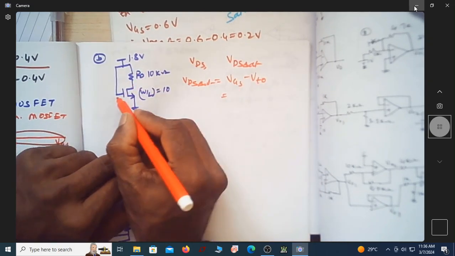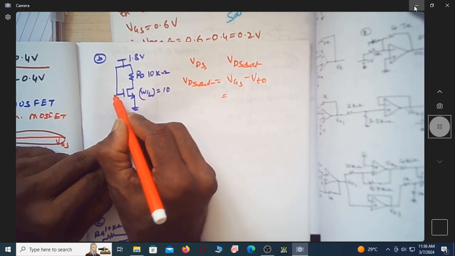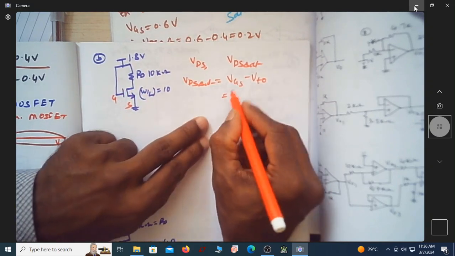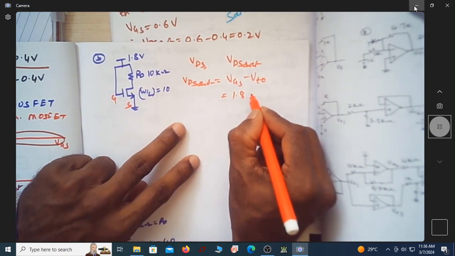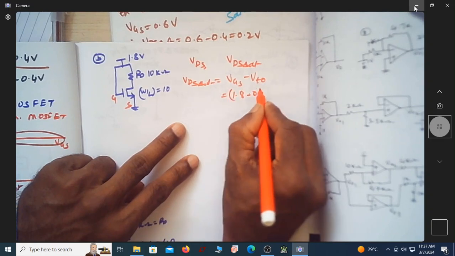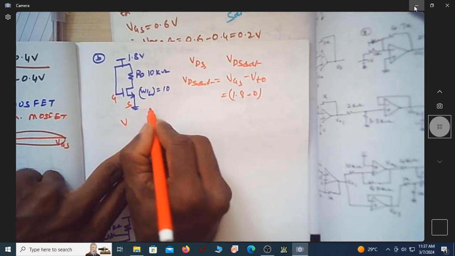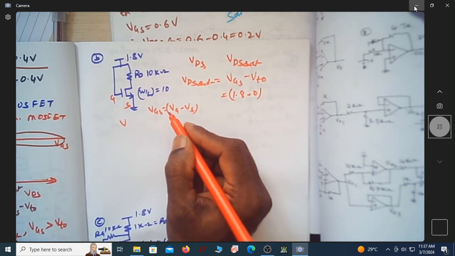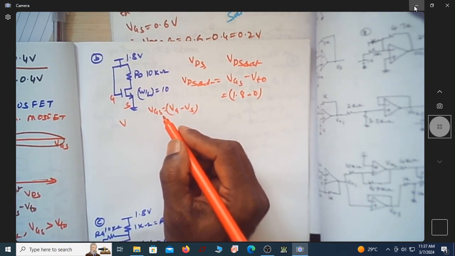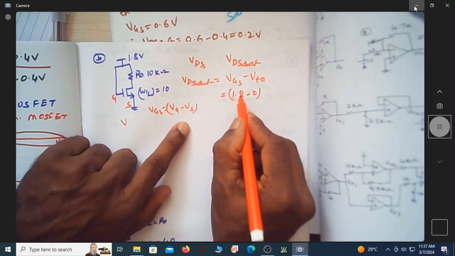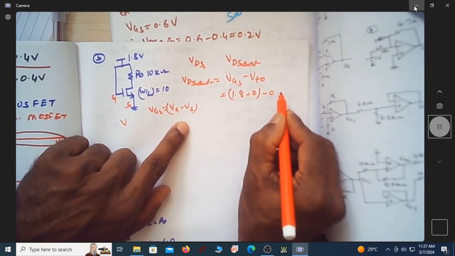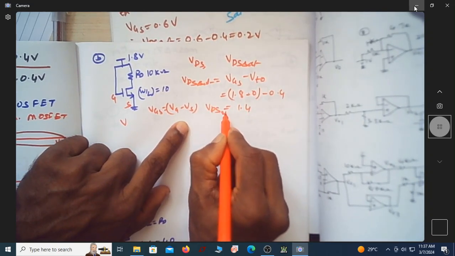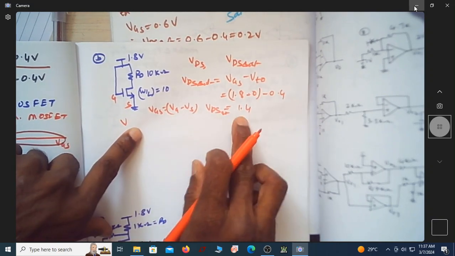But what is VGS? If you can see, VGS is the voltage between gate and source. So what is the voltage at gate? Voltage at gate is 1.8. What is the voltage at source? This is 0.4. So VGS can be written as VG minus VS. That is 1.8 minus 0.4, it's actually 1.4. This is VDS sat.